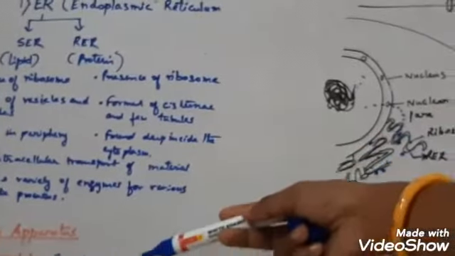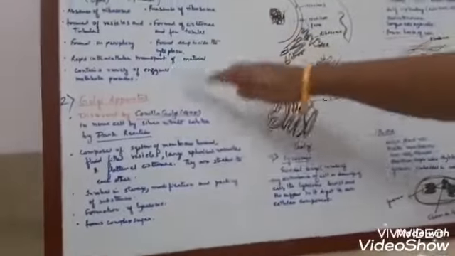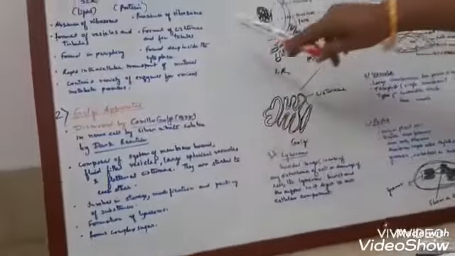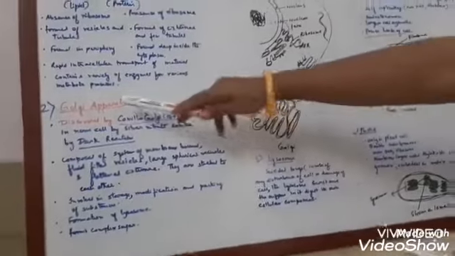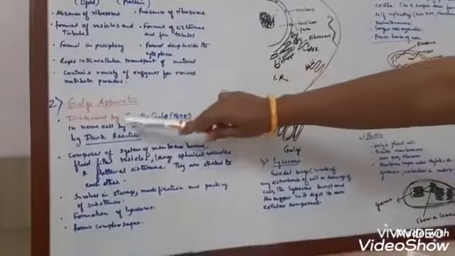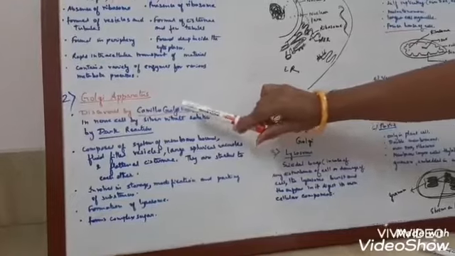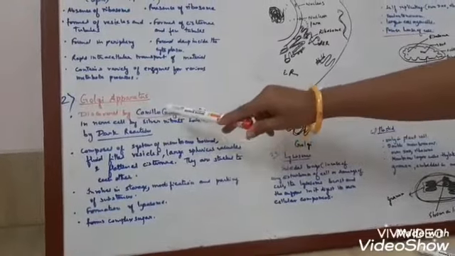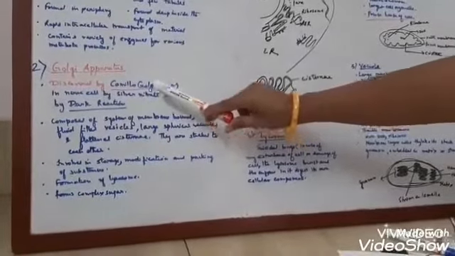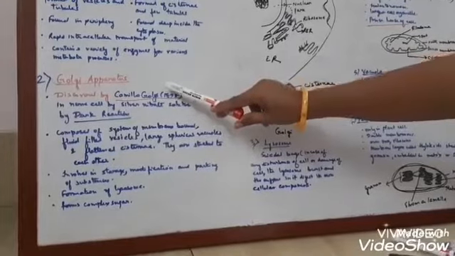Next organelle is the Golgi apparatus, also called Golgi complex or Golgi body. The Golgi apparatus was discovered by Camillo Golgi in the year 1898. He discovered this in nerve cells using silver nitrate solution, by the reaction known as the black reaction. You might have learned it in class 8 already.